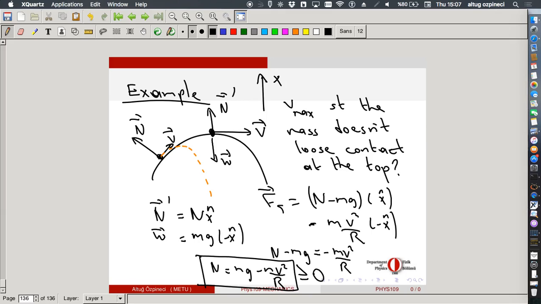From this equality, if we solve this equation, we have these two vectors that are equal. So their components have to be equal. N minus mg should be equal to minus mv squared over r. The normal force when my object is at the top is given by this expression. And not losing contact just means that the normal force is larger than 0.